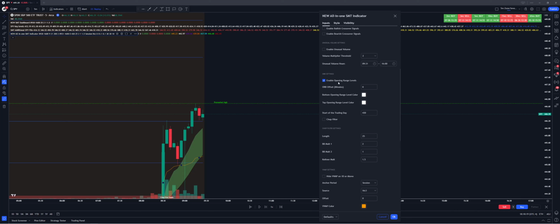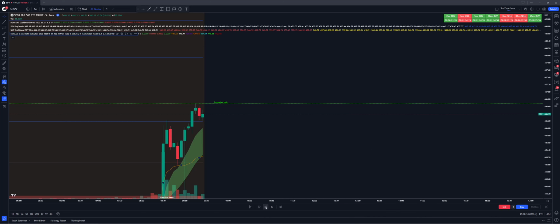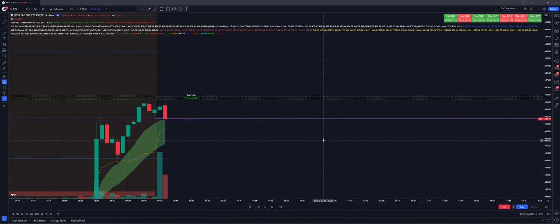So ORB settings. The ORB is essentially just opening range. ORB stands for opening range break. That's a term used when price exceeds, or goes above or below, your opening range levels. And what's cool about the ORB, which I have enabled here, is, let me actually let market open.